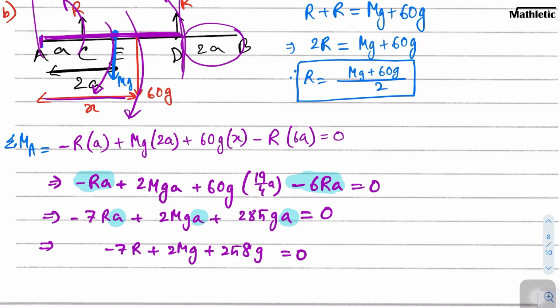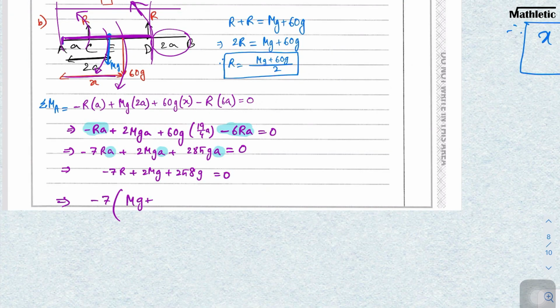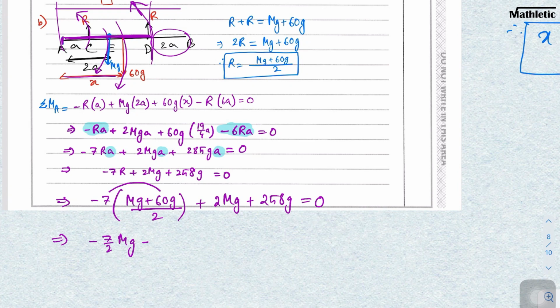So next we will just substitute the value of R here and then solve this equation. So mg, 60g by 2. So next, 7 into 60 divided by 2, that's 210g.